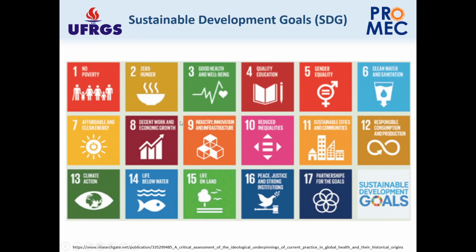Number nine, industry and innovation and infrastructure, reduced inequalities, sustainable cities and communities. 12, responsible consumption and production. 13, climate action. 14, life below water. 15, life on land. 16, peace and justice and strong institutions. And 17, partnerships for the goals. So it's a partnership to reach these goals.